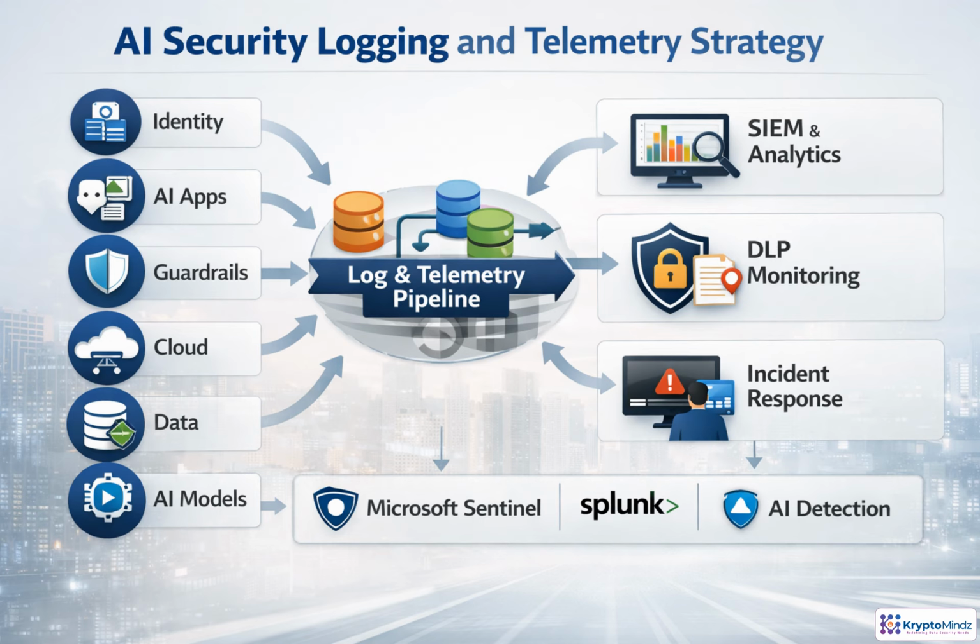AI security starts with knowing what happened, where it happened, and why it matters. In this section, we'll connect identity, applications, guardrails, cloud, data, and models into telemetry pipelines that support detection, DLP, SIEM analytics, and incident response.